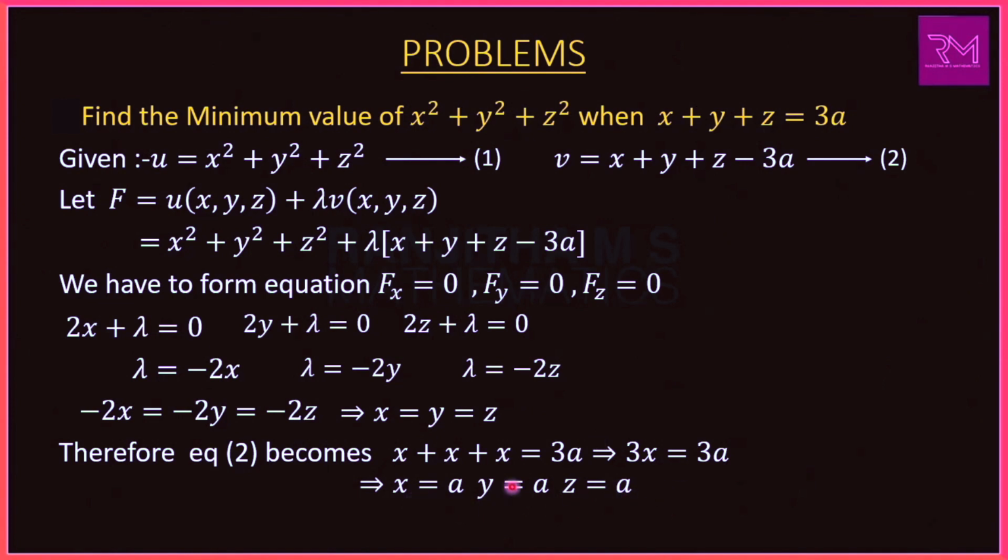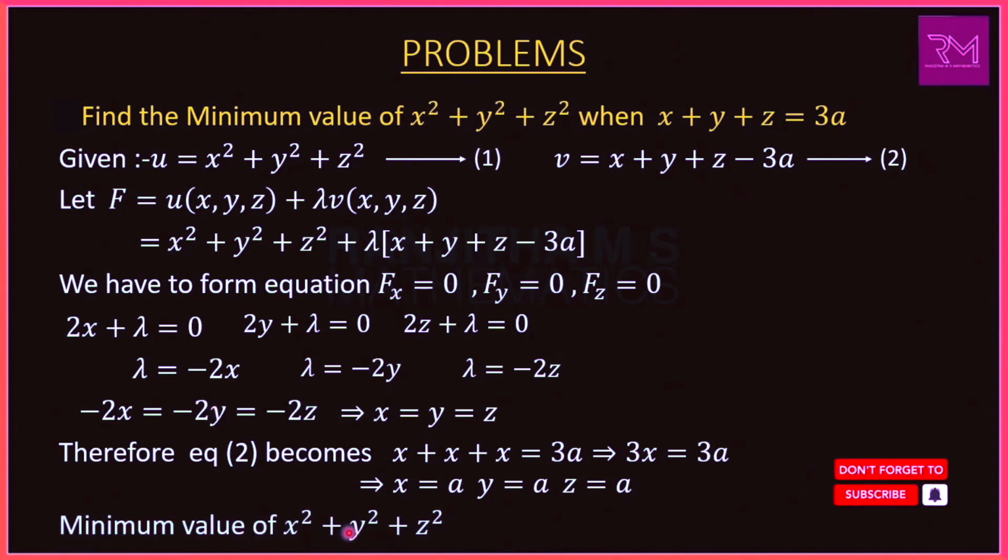After finding x, y, z values, to find the minimum value for the function x square plus y square plus z square, you have to substitute x, y, z values in this function u. Hence the minimum value of x square plus y square plus z square is, in the place of x substitute a, that is a square, plus y as a and z as a. Hence we get a square plus a square plus a square, which is equal to 3a square. This is the minimum value for the function u, that is x square plus y square plus z square, subjected to the condition x plus y plus z which is equal to 3a.